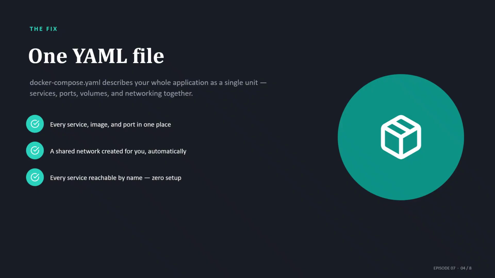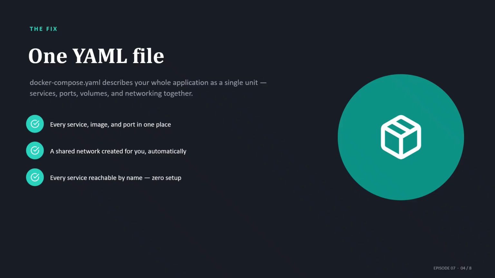Docker Compose replaces all of that with a single YAML file, usually named docker-compose.yaml, that describes your whole application as one unit: which services to run, what images or Dockerfiles they use, which ports to publish, which volumes to mount, and how they're networked.